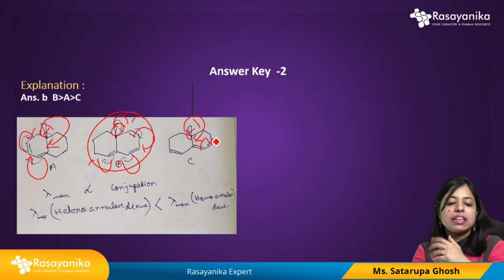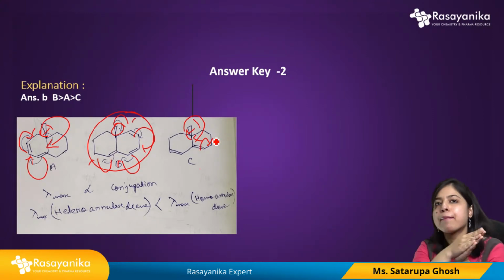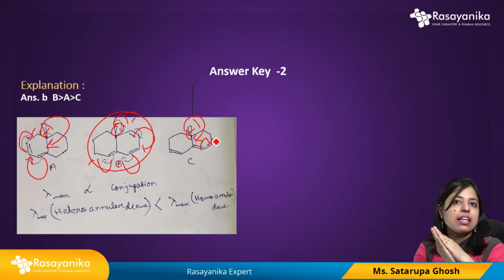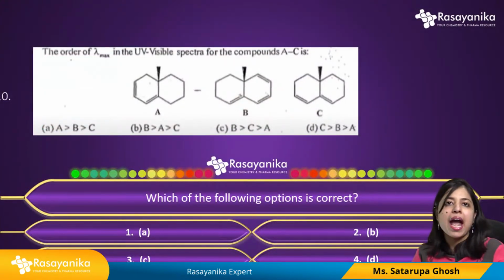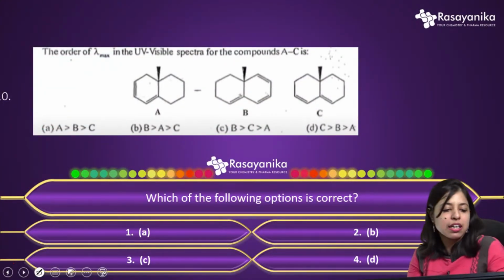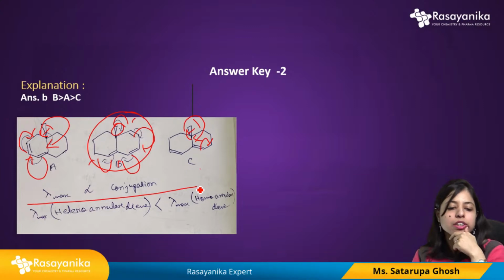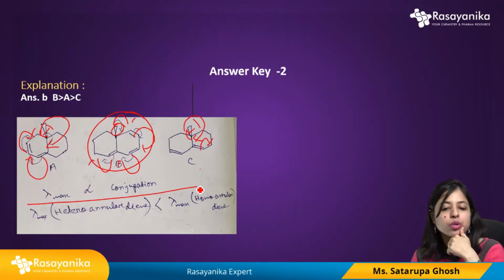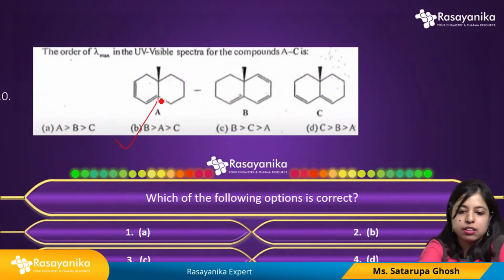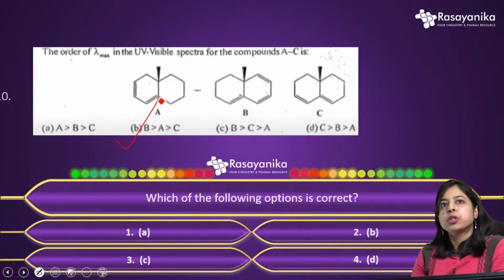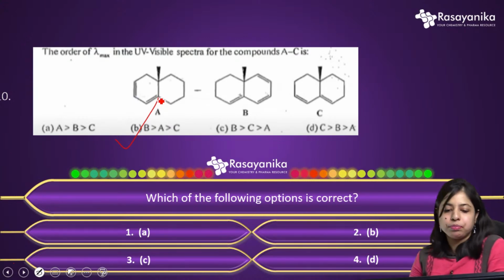So basically you need to know one thing, that Muhammad also told, this is very important. The homoannular diene shows a higher lambda max than the heteroannular diene. These molecules are basically annular, somewhat homo and somewhat heteroannular. So if we know that lambda max is directly proportional to conjugation, we can easily answer this question. Our correct option will be B greater than A greater than C. So option B is the correct option, which shows the highest lambda max in UV visible spectrum.